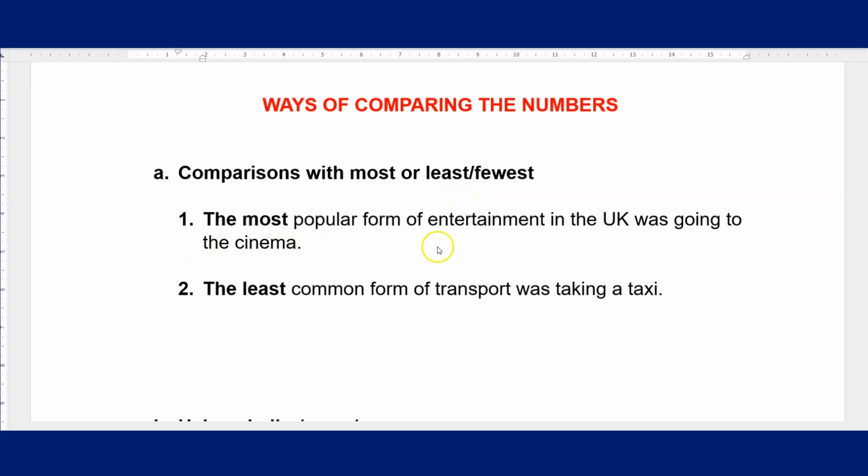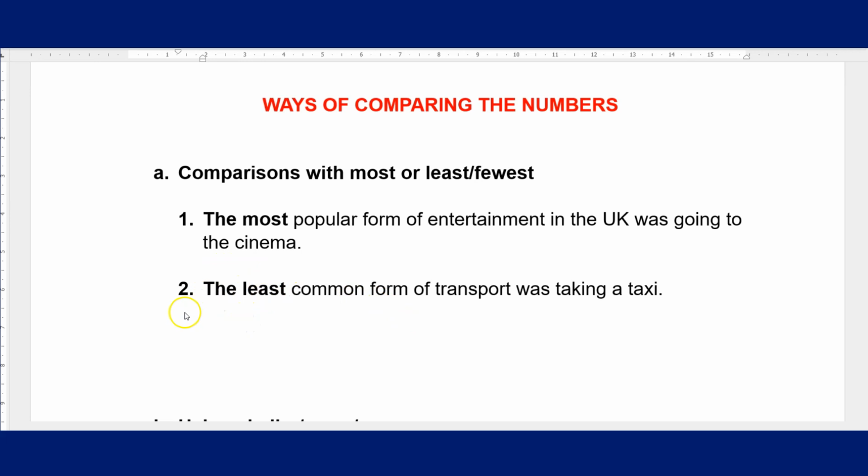The most popular form of entertainment in the UK was going to the cinema. So as compared to the lot of entertainment in the UK, the most popular form is going to the cinema. The least common form of transport was taking a taxi. So people chose to have a lot of forms of transportation, but the least common in the UK or wherever they mentioned was to pick up a taxi.